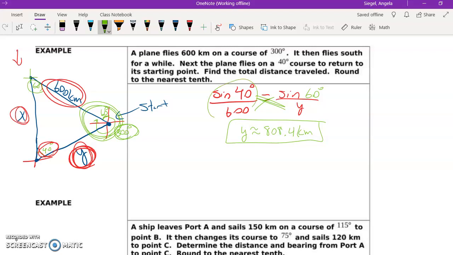Okay, now we have to find this other angle over here to solve for x. So I'm going to go ahead and set it up. I'll say the sine of 40 over 600 equals sine of x, angle x, over little x. So this is going to be our big X right here. This is kind of a mess right now.